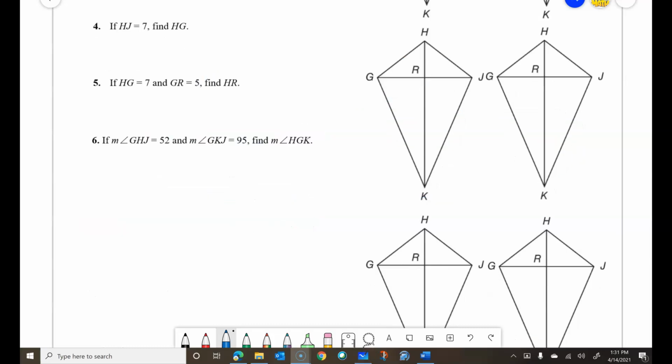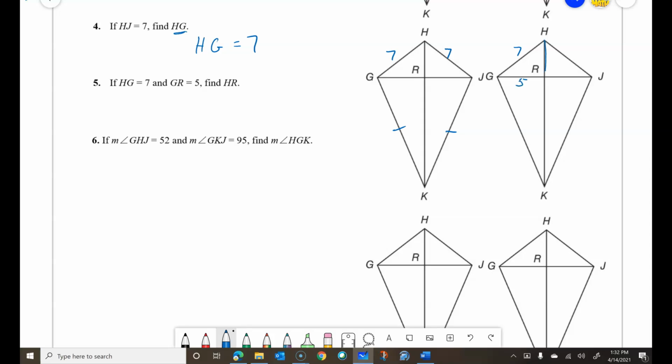Okay, here they tell me that HJ is 7. Find HG, and remember HG is consecutive to that 7, so we know HG must be 7 as well. Okay. The consecutive sides are going to be equal to each other, just like these two sides here would be equal to each other.